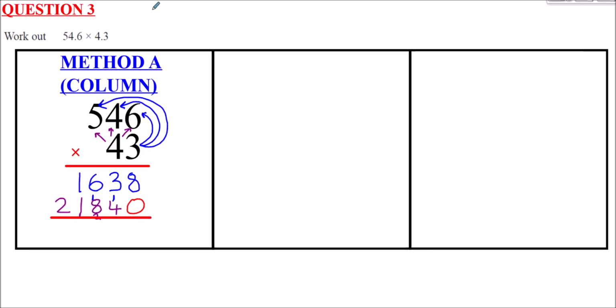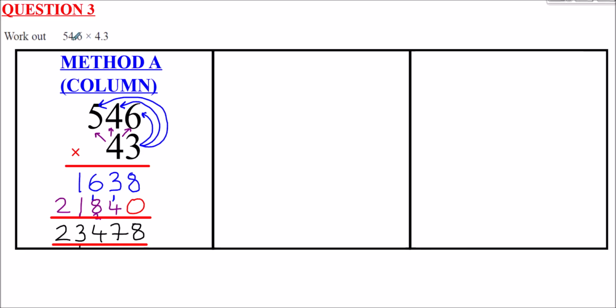So, first of all, 8 plus 0 is 8. 3 plus 4 is 7. 6 plus 8 gives us 14. So we put the 4, carry 1 along. 1 plus 1 plus this extra carried 1 is 3. Finally, that 2 on its own gives us 23,478.